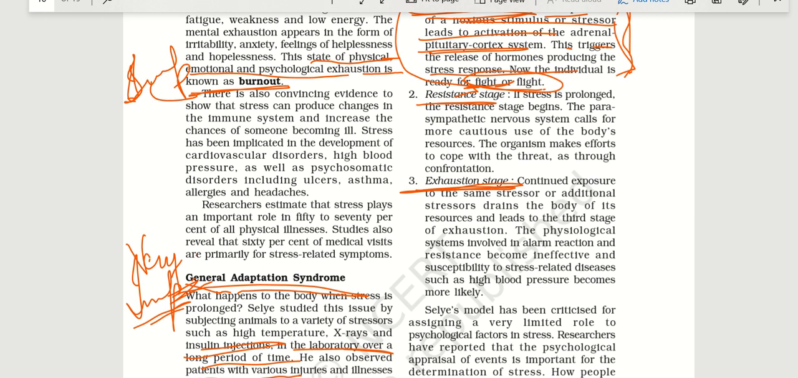Then we have the exhaustion stage. Continued exposure to the same stressor or additional stressors drains the body of its resources and leads to the third stage, which is exhaustion, where you are completely drained. The physiological systems involved in alarm reaction and resistance become ineffective and susceptible. Susceptibility to stress-related diseases such as high blood pressure becomes more likely. That is your exhaustion stage.